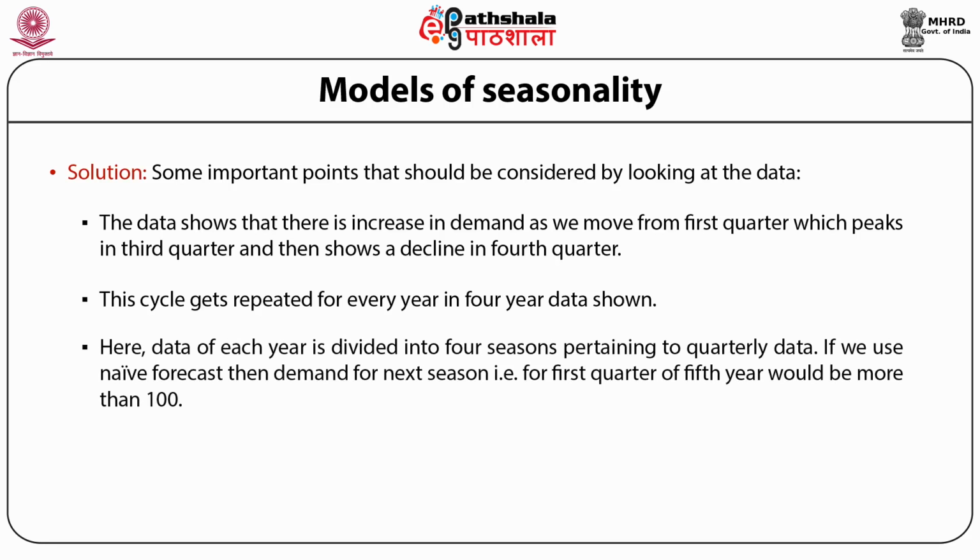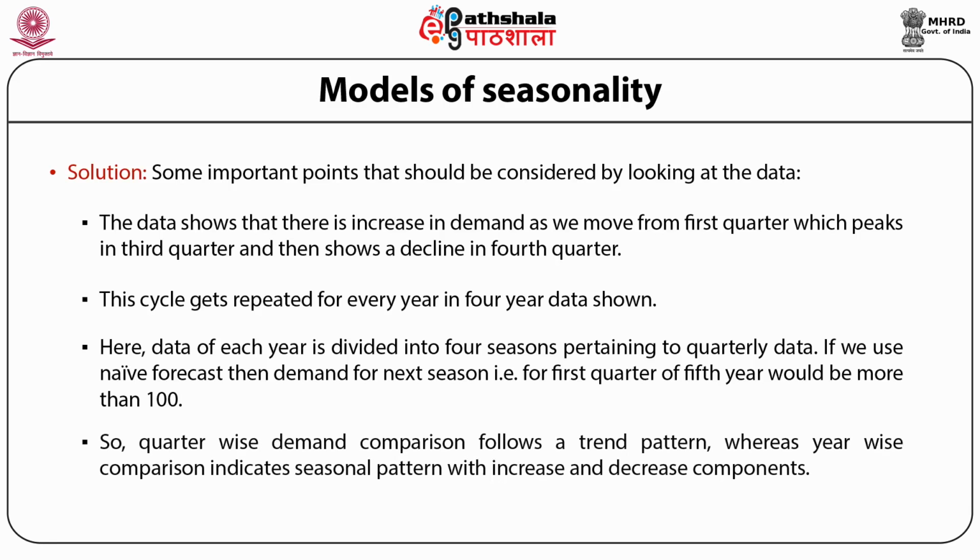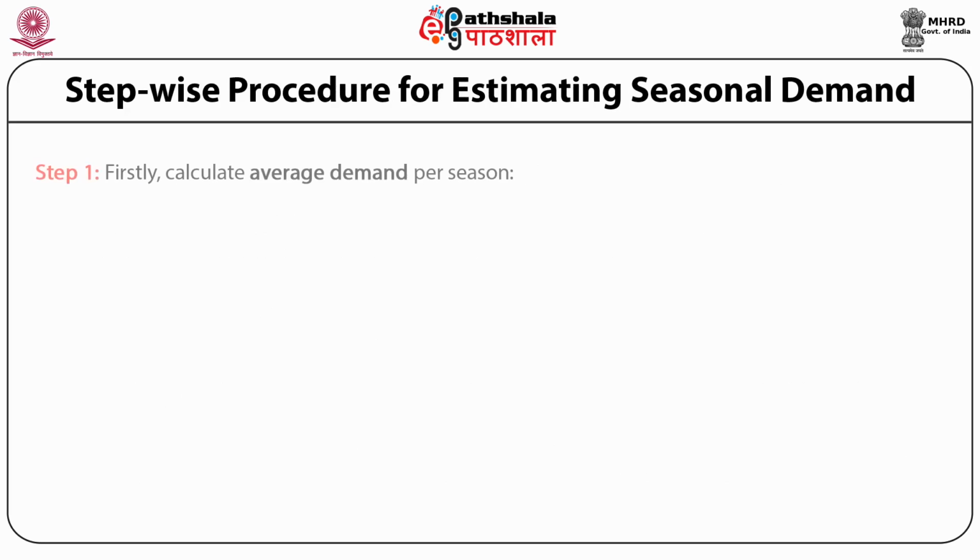If we use a naive forecast, then demand for the next season, that is the first quarter of the fifth year, would be more than 100. So quarter-wise demand comparison follows a trend pattern, whereas year-wise comparison indicates a seasonal pattern with increase and decrease components. Step 1. Firstly, calculate average demand per season.